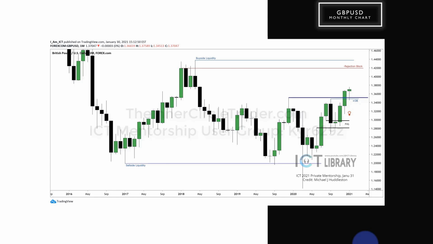All right, so we have a buy side liquidity pool high, rejection block. These are the objectives I'm looking for if I'm correct in my assumptions that the dollar index should go lower. This would allow cable to rally higher, and if it does, this is what I'm reaching for.